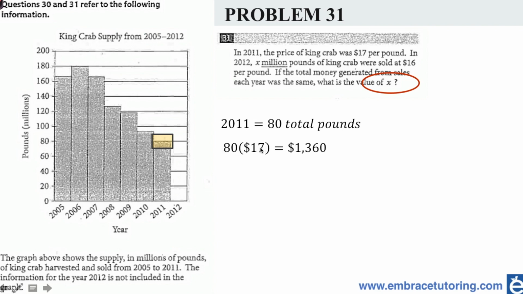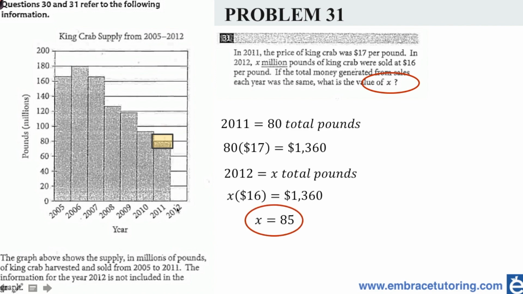Now, I want to multiply this by 17 first because 80 times 17 is what they sold for price per pound. That's 1,360. I now want to set this equal, right, because 2012 is X million pounds, and I want to set this equal to 16X. This is because 16 times a certain amount of millions of pounds is going to give you the overall revenue of what you would have done. I'm going to divide both sides by 16, and I'm going to get X equals 85. So 85 should be my answer for question number 31.